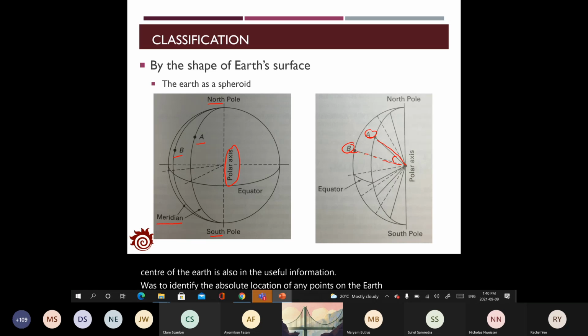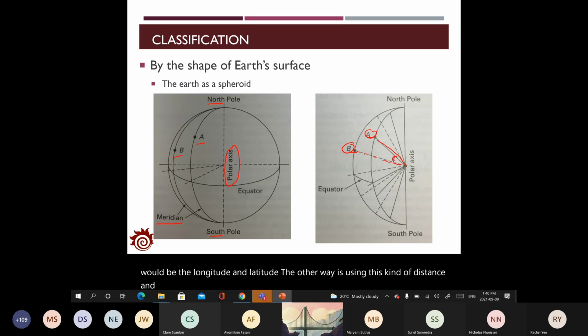For the location of any point on the Earth, we can use the GPS coordinates, which are the longitude and latitude. The other way is using distance and angles, so this will be the angle and the distance to the center of the Earth. With that, we are able to find out the exact location of any point on the Earth.